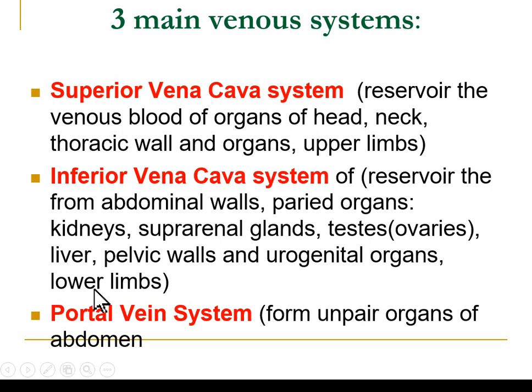The third main venous system is portal vein system. So, it collects the venous blood from unpaired organs of the abdominal cavity. Unpaired organs of the abdominal cavity.